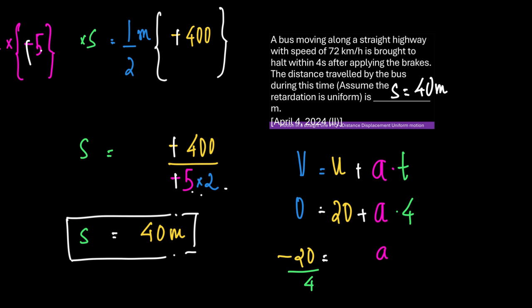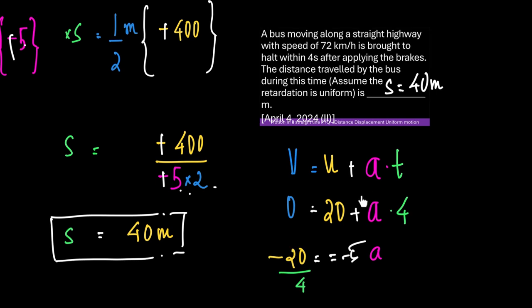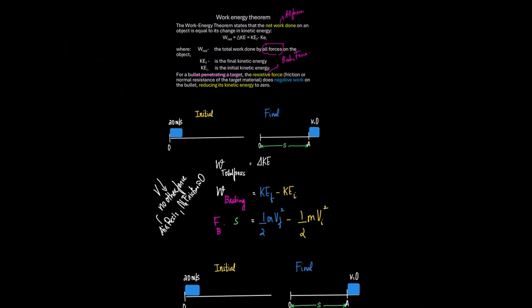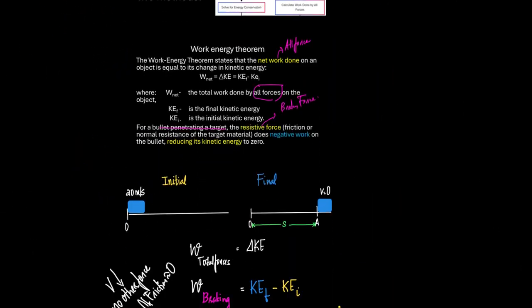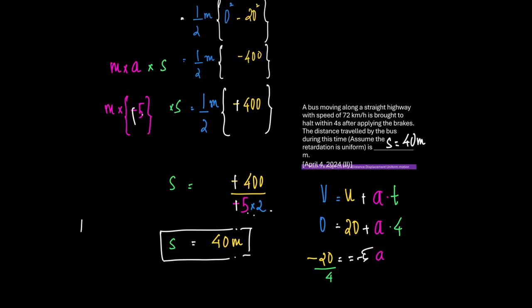And if you have any doubt in finding the value of a, let me just write it for you one more time. The final velocity is equal to 0, the initial velocity is equal to 20 meters per second, which is 72 kilometers per hour. Time is 4 seconds, given that it is brought to a halt in 4 seconds. So we have 0 equals 20 plus 4a, therefore a is equal to minus 20 by 4, which is equal to minus 5. So we have included both equations of motion and the concept of work energy theorem. All right, so that's it with this question. I'll leave this calculation for you to make a note of.